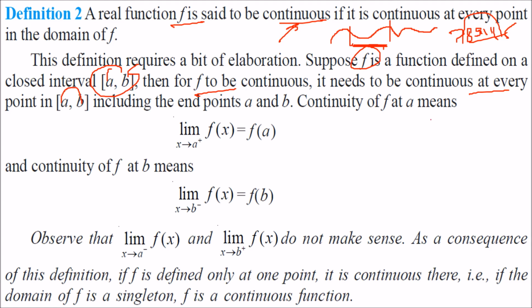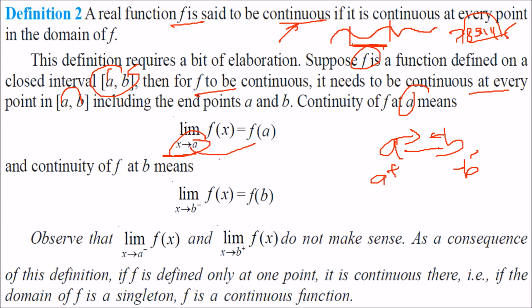So continuity of f at a means when you apply the limit as x tends to a plus, the right-hand limit, and at b it will be b minus, the left-hand limit, because in this range a plus will be the limit and b minus will be the limit. So when you apply a plus, because this is the range, it will give you f(a). You put a here. If you apply b, you get f(b). You just observe that if this extends to a minus and b plus, it does not make sense.